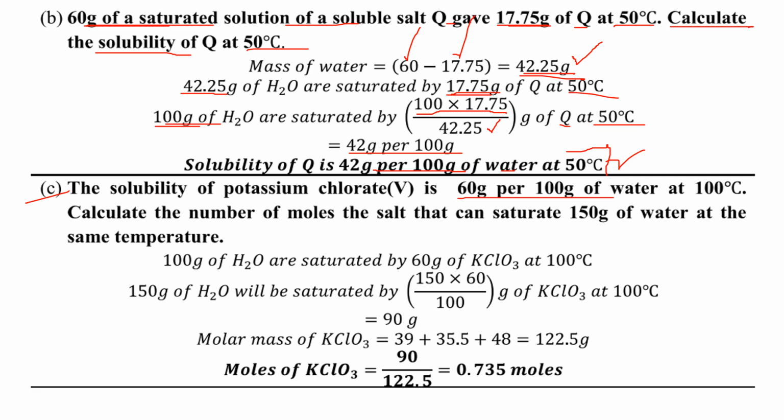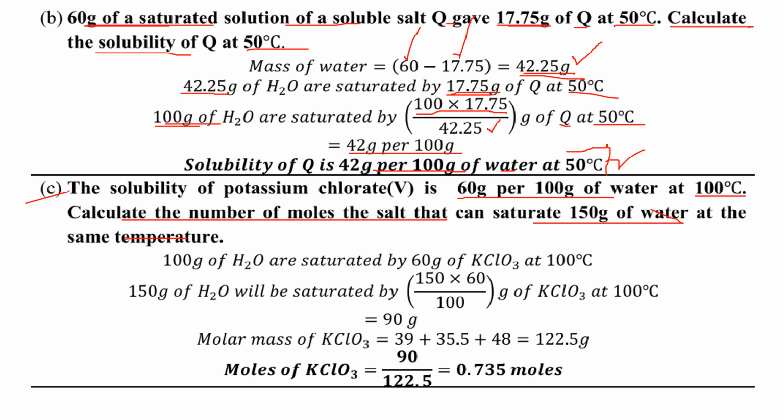That means that I have given you solubility. It's the statement that you have to first start with and reverse it. And this is done at a specific temperature of 100 degrees Celsius. Now we are being told to calculate the number of moles of the solid that can saturate 100 grams of water at the same temperature.